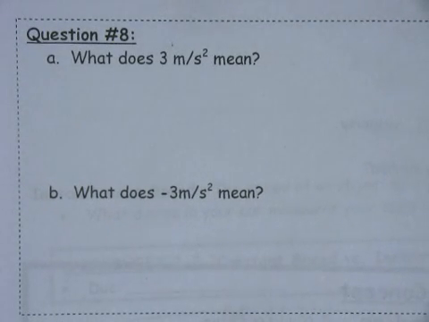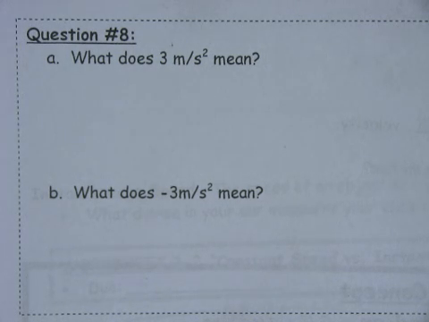Okay, we're in unit number 2 still, working through question number 8 on page 8 of your notes. Pretty important question, and here it is. It says, what does 3 meters per second squared actually mean? If you have an acceleration of 3 meters per second squared, what does that actually mean?